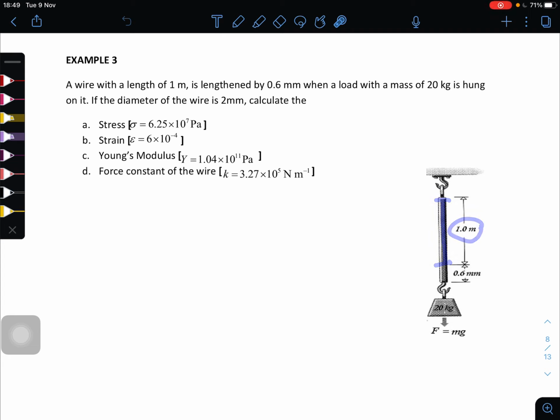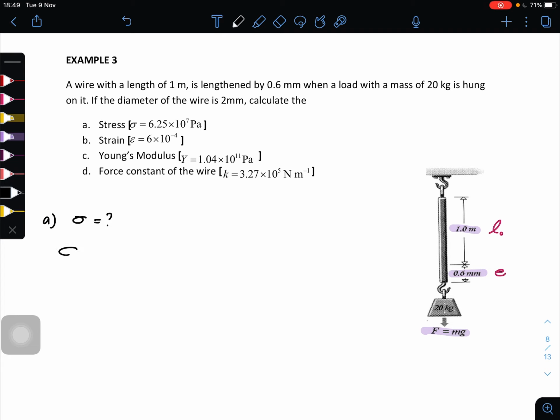So this is a wire, and then we hang a mass of 20 kg at the end of it. So apabila kita letakkan a rod, obviously this wire will stretch, so they akan elongate because we are actually putting a force on the wire. So the elongation is 0.6 millimeter. Okay, so we are given the original length here, the elongation, and also the force, which is equal to mg. So this one L naught, this one elongation. So first question, what is the stress of the wire?